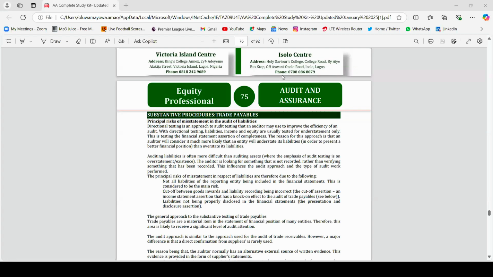Then we also look at valuation of inventory. Now, everybody knows that inventory should be valued at lower of cost and net realizable value. Now, how has the management been valuing inventory? Is it in line with standard? So we looked at all of that.